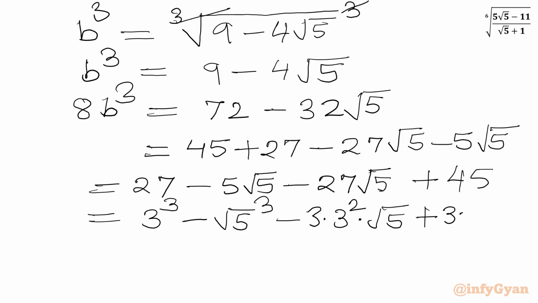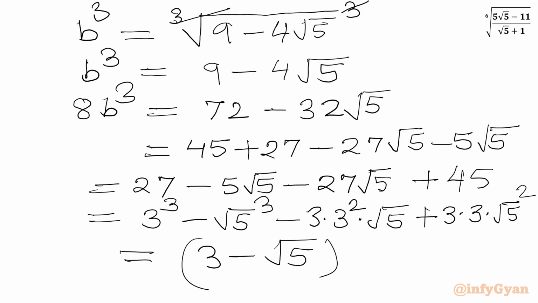I will write 3, a is 3, b square is root 5 square. So 9 times 5 is 45. So in RHS I can write this as 3 minus root 5 whole cube. In LHS it is 8b cube. I will write this equation here: 8b cube equal to 3 minus root 5 whole cube.